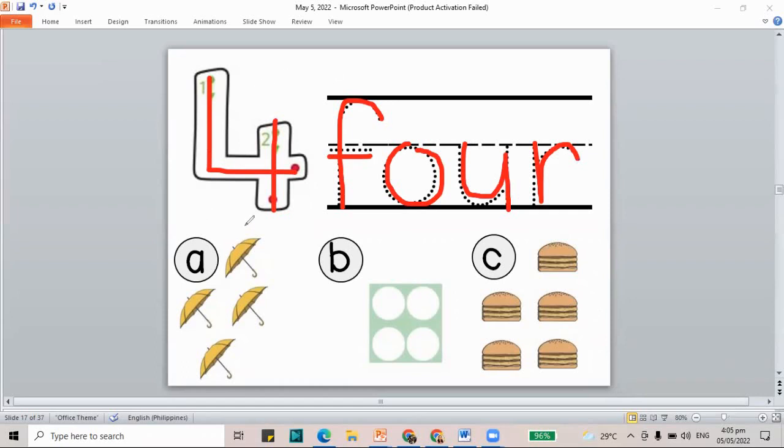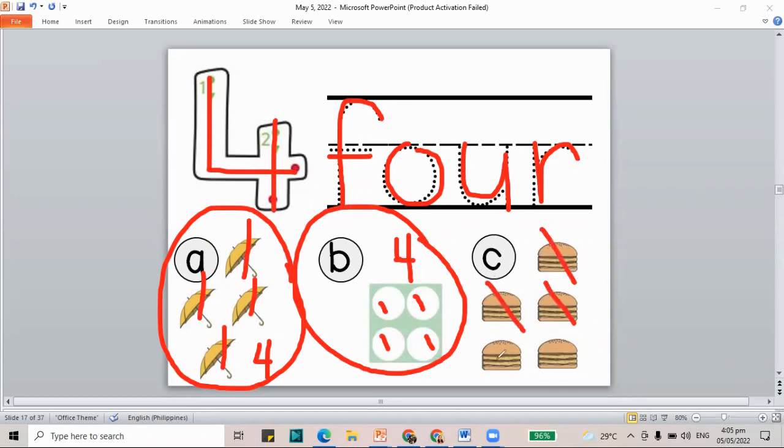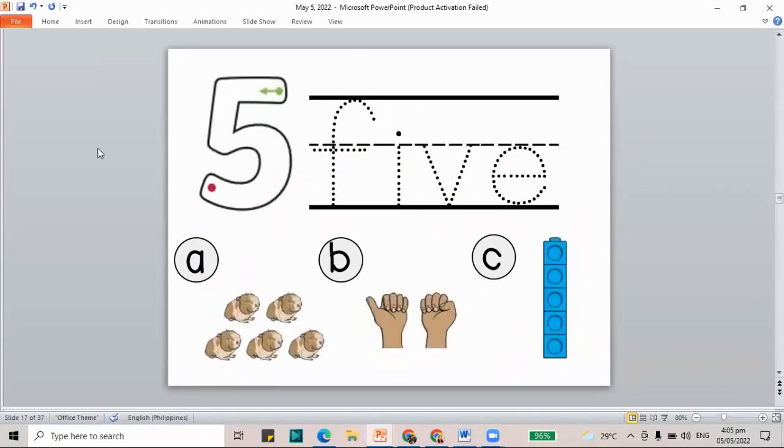Let's do letter A, mark and count. One, two, three, four. Four umbrellas. Let's circle this one. How about B? How many circles? One, two, three, four. Four circles, that makes four. Let's circle this one. It's four. How about the hamburgers? One, two, three, four, five. This is five, not four. We only need four, remember? Four. After four is what number?